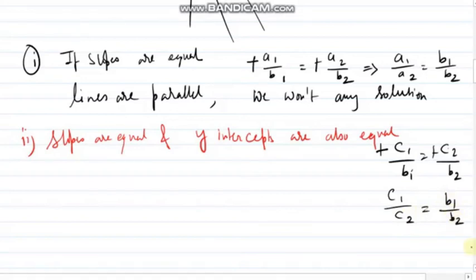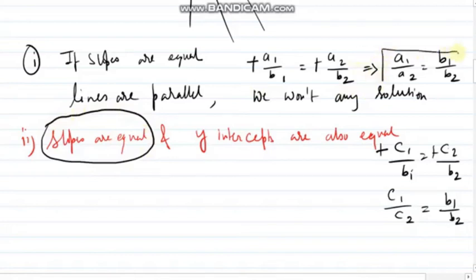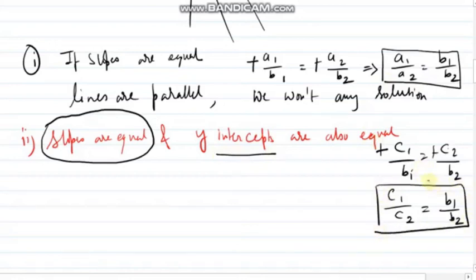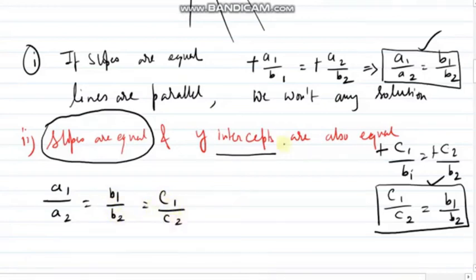In this condition, my first case is also true. I said slopes are also equal, right? So what was the condition for slopes being equal? This was the condition for slopes being equal. And y-intercepts are equal. So what's the condition for y-intercepts being equal? So both the conditions will be true here. So can we write that a1 divided by a2 equals b1 divided by b2 equals c1 divided by c2 for these two cases?